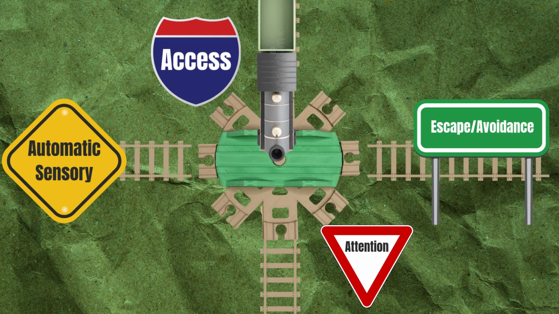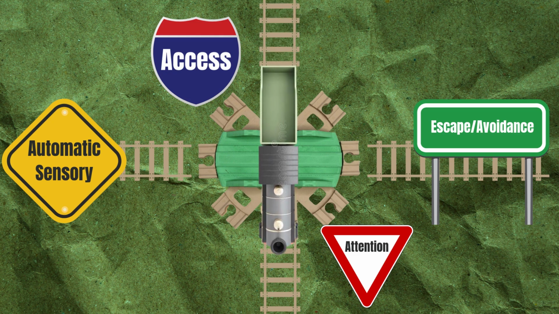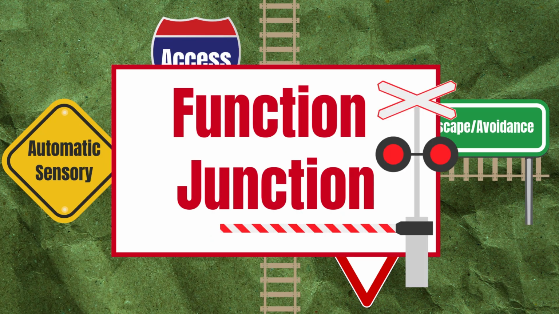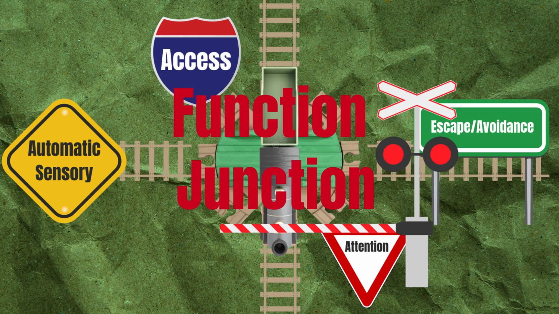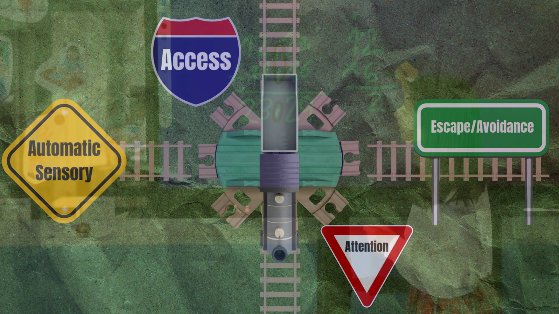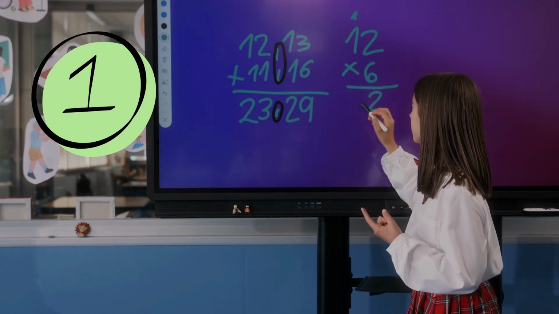Alright everybody, let's test our knowledge. Today, we're going to take a trip to the function junction, where I give you a scenario, and you all decide what you think the function of that behavior is. Here we go. Number 1.